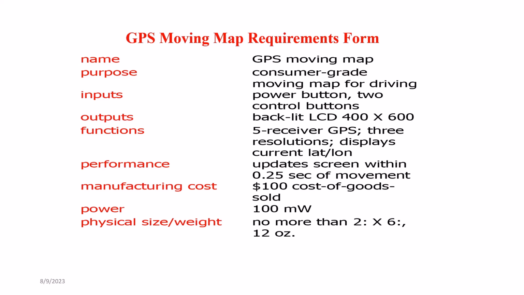current location, latitude and longitude, and performance: updates screen, that is the speed, okay, updates screen within 0.25 seconds for the movement, and manufacturing cost less than $100, okay, power 100 milliwatts, physical size and weight no more than 2 by 6 by 12.